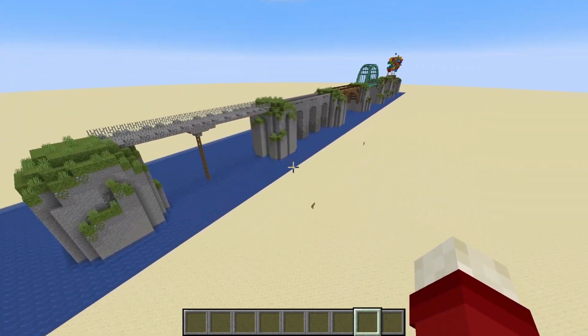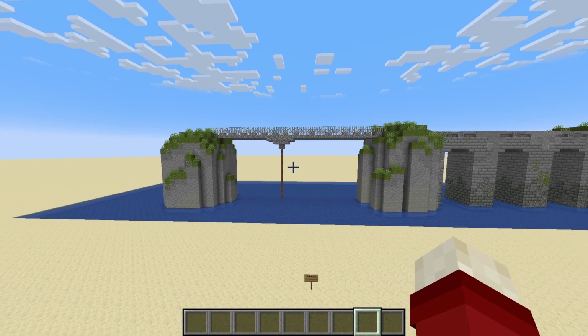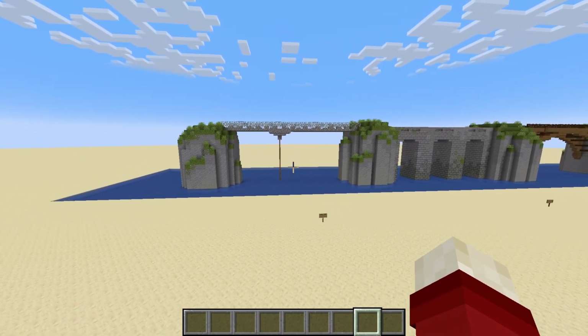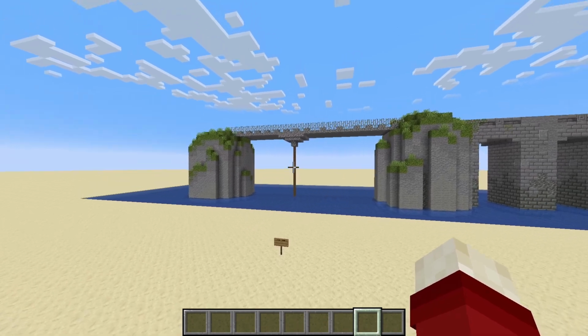Let's get right to the first bridge. So this is an example of a bridge you probably wouldn't want to build. And yes, this is a bit over exaggerated. I don't think anyone builds bridges like this. This is just an example of what you shouldn't build.